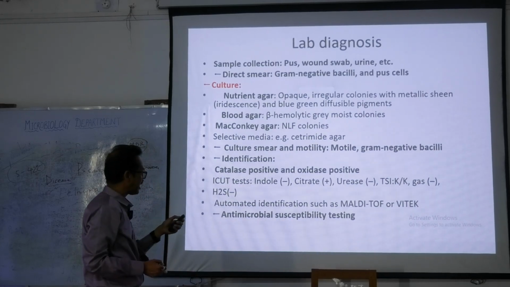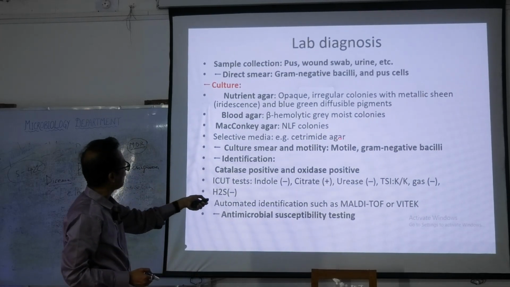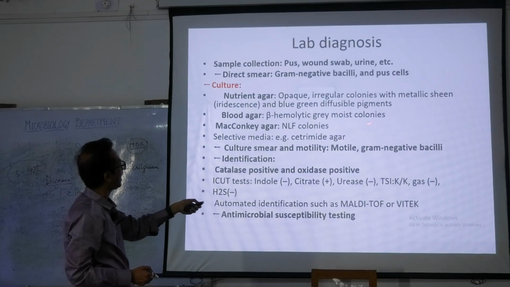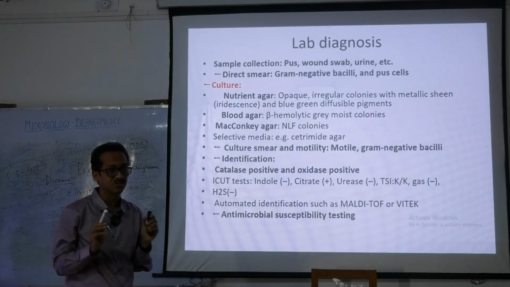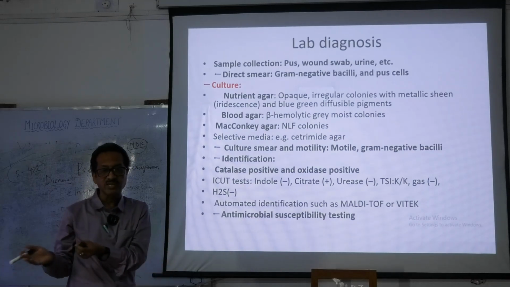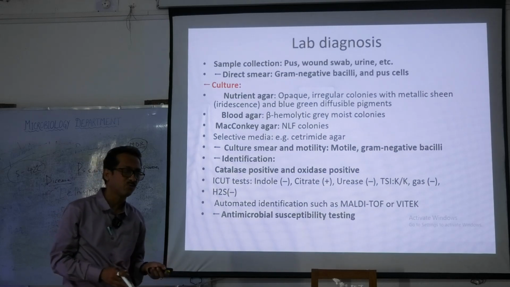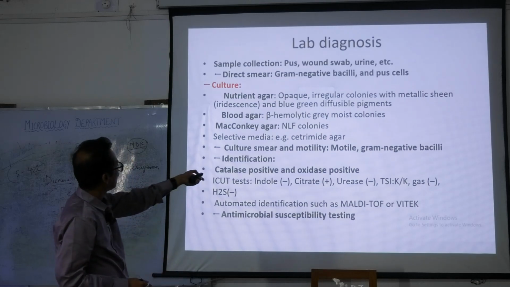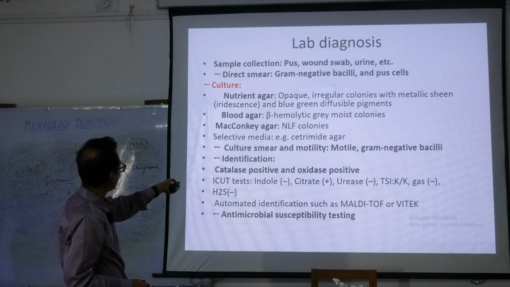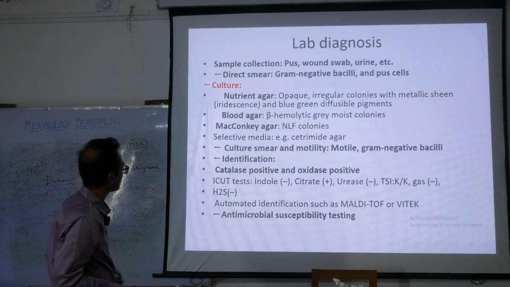Now it is another MCQ, what is the selective media for Pseudomonas? Cetrimide agar is one of the selective media for Pseudomonas. Cetrimide is used to kill the other bacteria, so it is a specific media for Pseudomonas to grow. Cetrimide agar. Motility motile, gram-negative bacilli, catalase positive and oxidase positive.